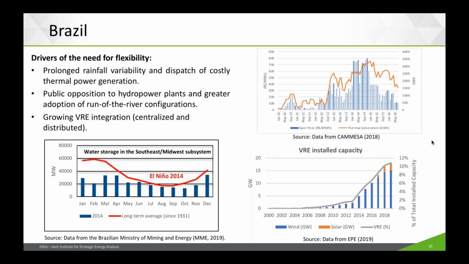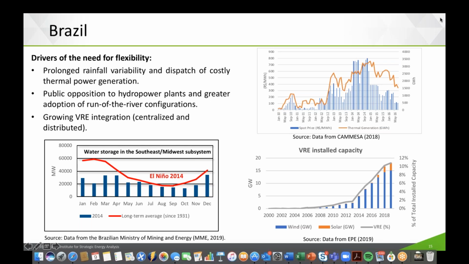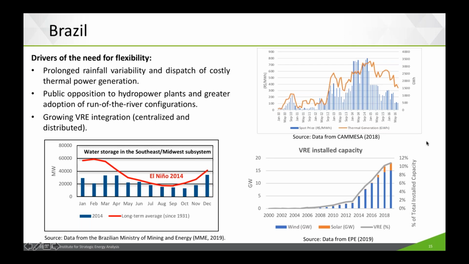Some of the drivers for the need of flexibility in Brazil include the rainfall variability, especially due to both El Nino and La Nina. Brazil is affected by both, El Nino, especially in the north part of the country, and La Nina in the south. Also, the greater adoption of run-of-the-river power plants with smaller reservoirs, and the growing VRE integration. And it is very interesting in Brazil that the VRE integration is both centralized and also distributed. Next.